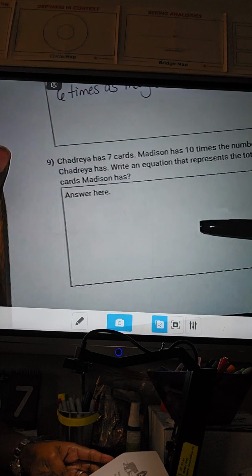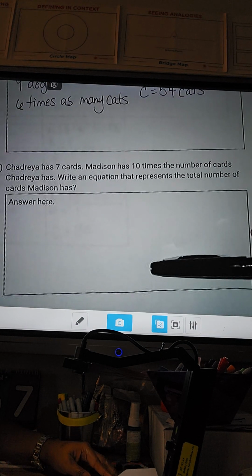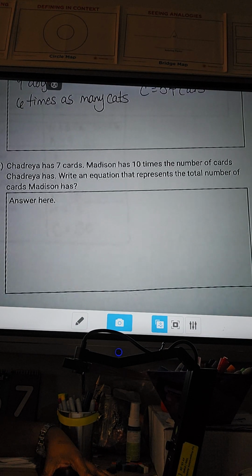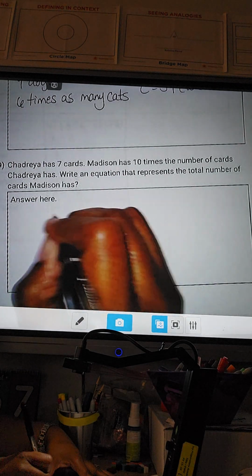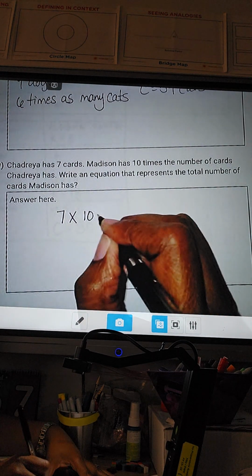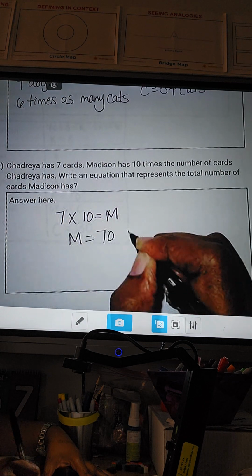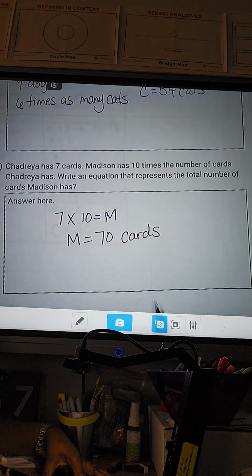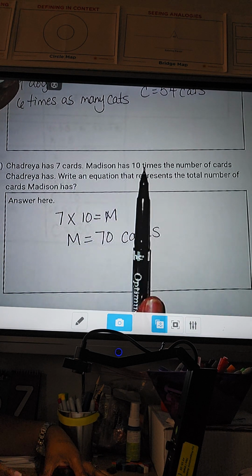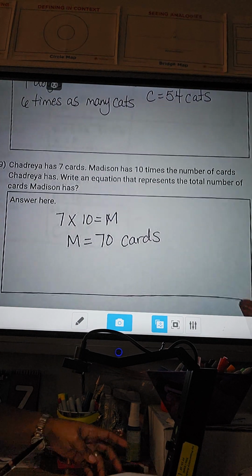Number 9, we're about done. Just remember you can stop this at any time to catch up or redo it. Shadrea has 7 cards. Madison has 10 times the number of cards Shadrea has. Write an equation that represents the total number of cards Madison has. All right, Shadrea has 7 cards. And Madison has 10 times as many cards as Shadrea. Madison has 70 cards. It's just the multiplication. If Madison has 10 times more, that means she has more.